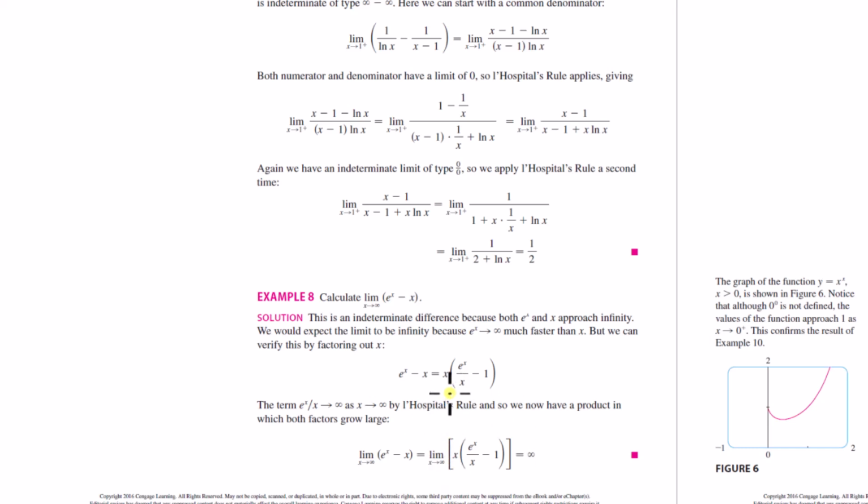Oh, no, you get infinity. The limit as x approaches infinity of e to the x over x is infinity. So you get infinity times infinity. So it's kind of like what we did here.